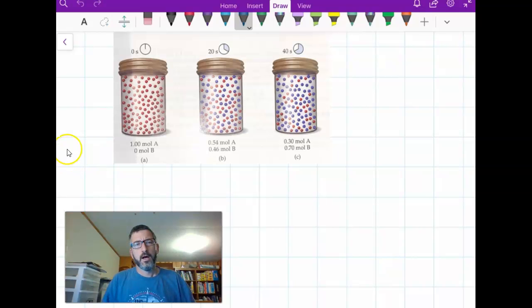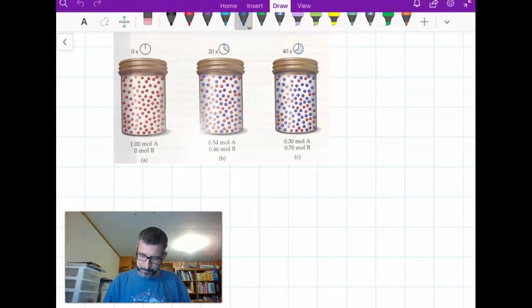So we can very quickly go from moles to concentration if we assume it's a 1 liter jar. Okay. In the beginning, we have 1 mole of A and 0 moles of B. So if that is the case at time equals 0 seconds, then what do you think our reaction looks like? What are our reactants? What are our products?